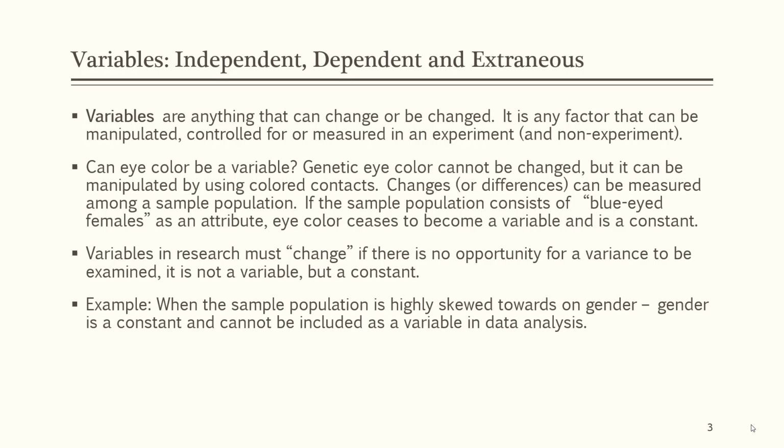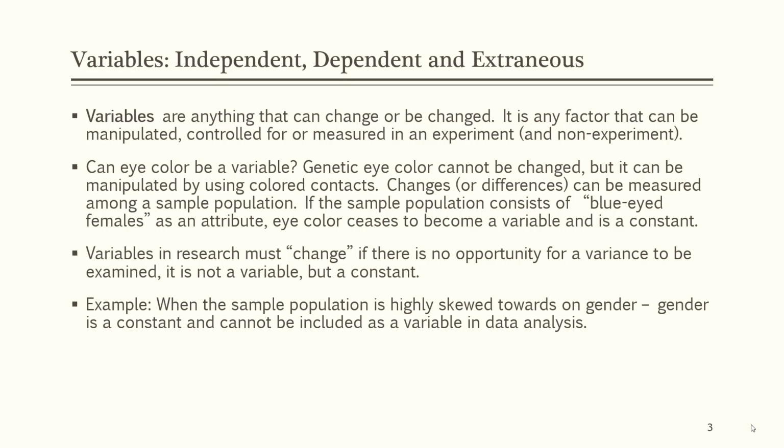Even eye color, when it's a constant like that in our biology, can still become a variable because we can manipulate it. If you actually in your sample specifically select females who have blue eyes, then the attribute blue eyes ceases to become a variable. It's now a constant because it's not going to change on any factor. Everybody has blue eyes, so that's a constant. It's all going to be the same.